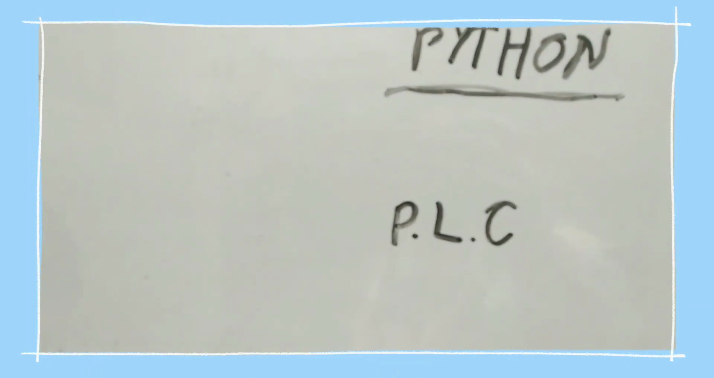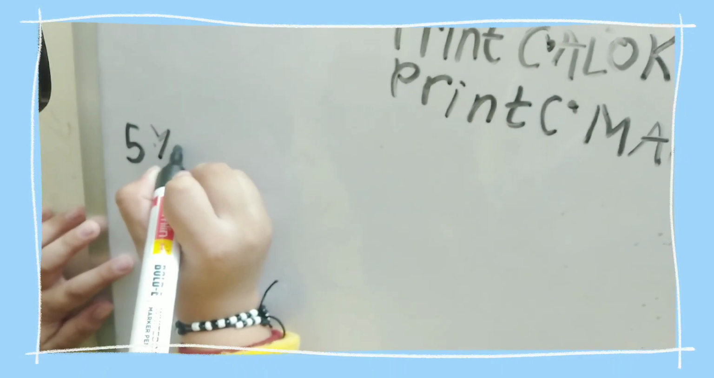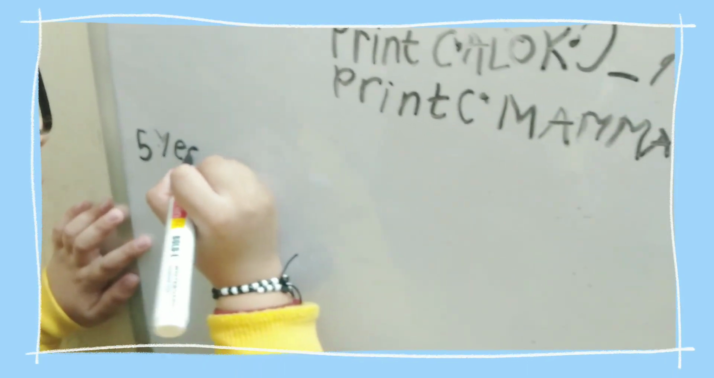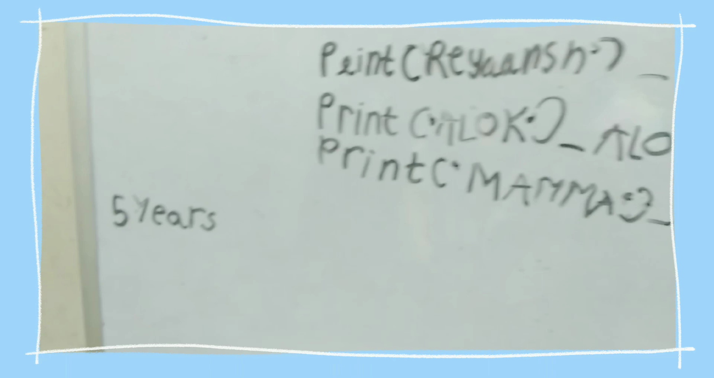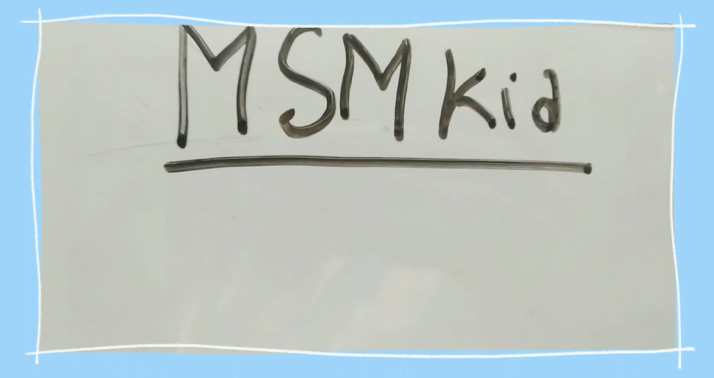And how old are you? I am 4 years. Listen. See, why are you writing 5 years? 4 years, 5 months. I am 5 years. Okay, you are an MSM kid? Yes. Okay, fine.